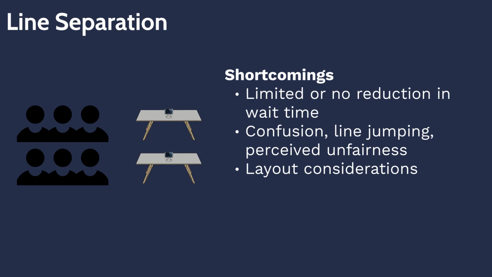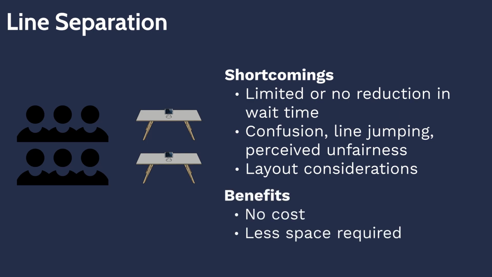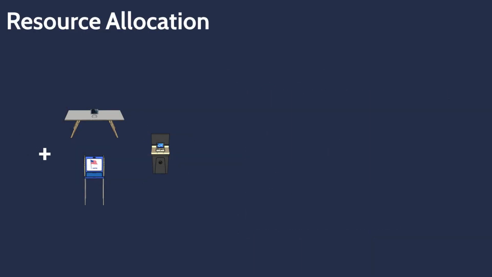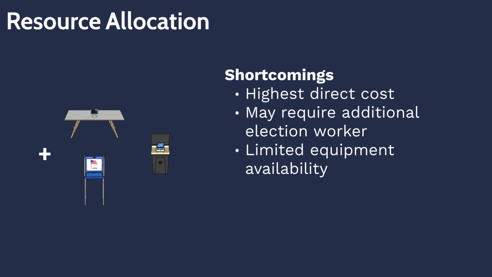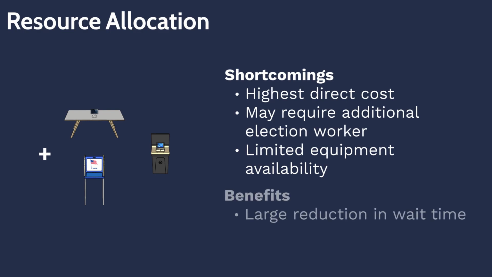One positive of this method is the reduction in space required for two lines as opposed to a single line. This may result in fewer voters waiting outside of a polling location and could possibly encourage potential voters to join the line. Increasing voting equipment allocations requires the highest direct cost to implement. However, when possible, allocating additional voting equipment is the most effective method for reducing lines.